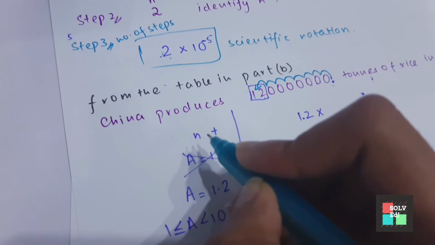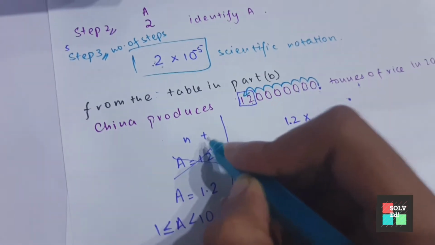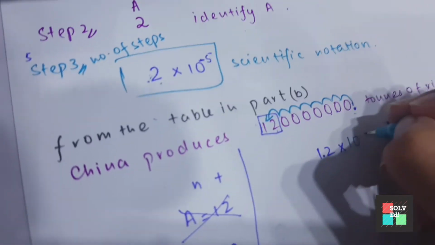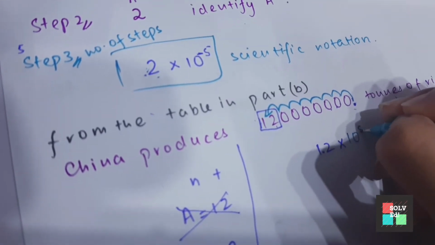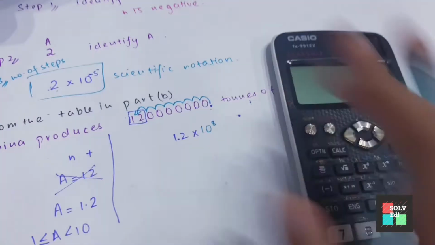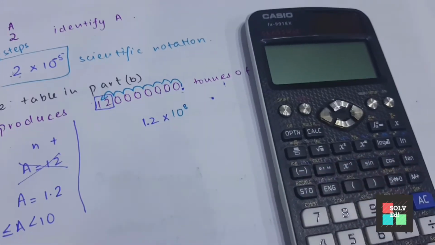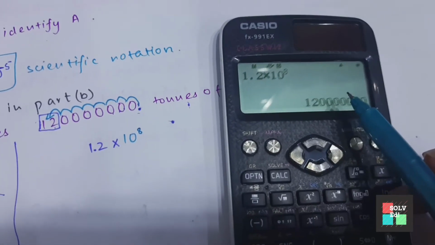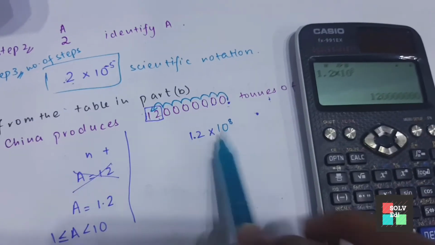that n is 8. But is it positive 8 or negative 8? Of course it's positive 8 because this is a bigger number. So now we're going to check whether that's going to give me the same answer. And as you can see, it does give me that same answer. So this means that what I've done is correct.